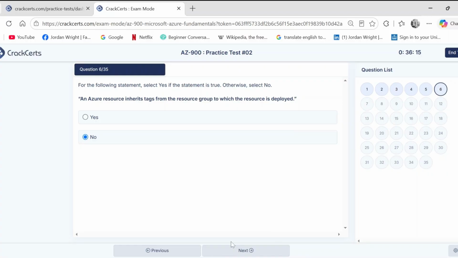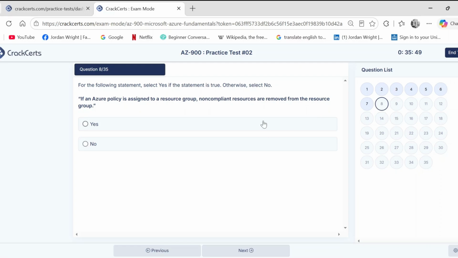Okay. So can you assign a policy to a virtual machine? Yes, I think so. A virtual machine is a resource. So is it a yes? It should be yes. I think so. Non-compliant resources. Okay, you have to read the question on this one.